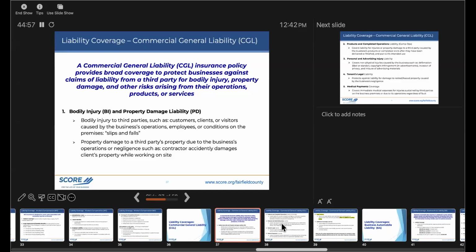However, I used your product the way it was intended to be used. I followed the owner's manual, and I lost a finger. The general liability policy will cover that. That's bodily injury to a third party. Same thing when it comes to property damage. If the operations of your business cause property damage to a third party, the general liability policy will cover it.